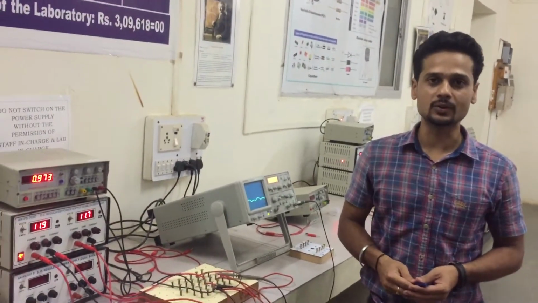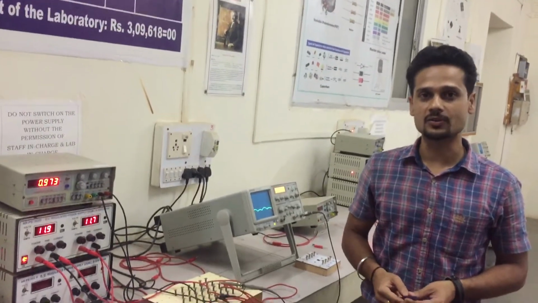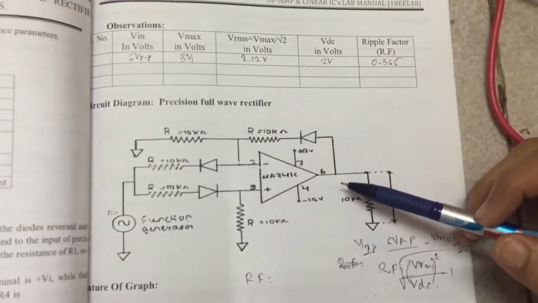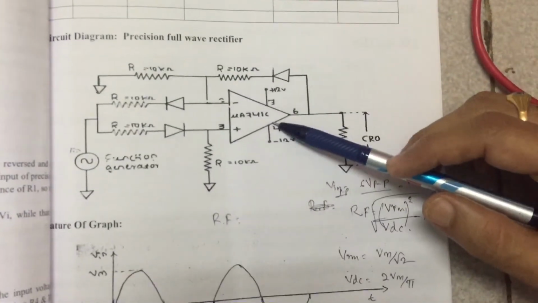Hello everyone, let us see one more experiment that is included in the op-amp and linear IC lab, that is performance parameters of a full wave rectifier. So here you can see the circuit diagram. This itself is the circuit diagram; you have to make the connections on the breadboard by making use of the 741 IC.